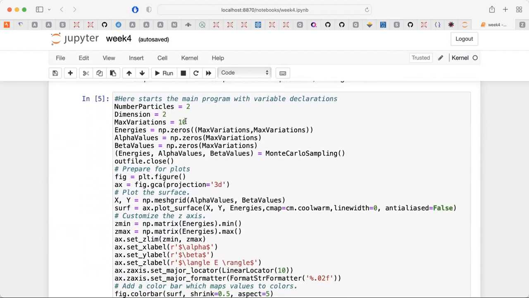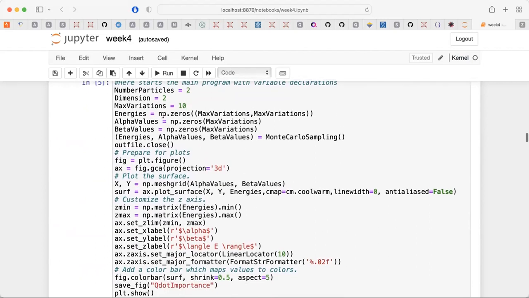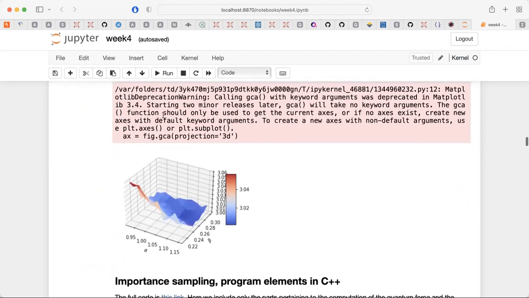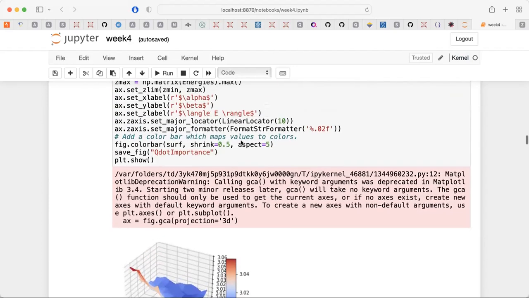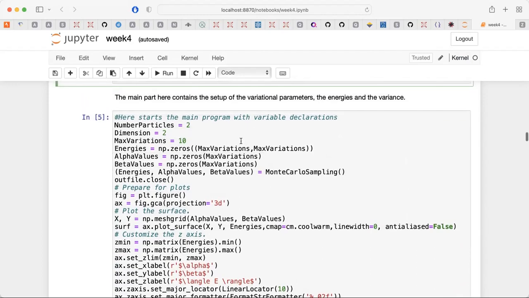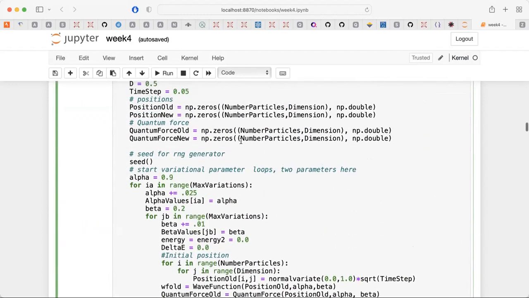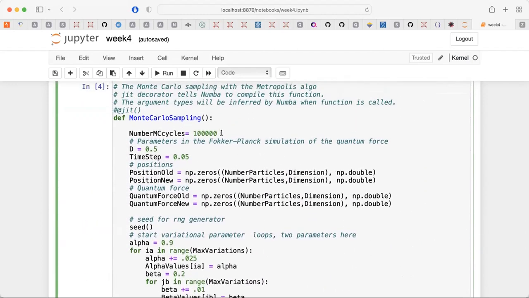I have 10 variables, 2 particles in 2 dimensions, and then the rest is just a plot here. And when I've done importance sampling, you will also find an acceptance ratio, which is close to 95% in general. And here the surface is a little bit rugged, because I didn't take so many Monte Carlo cycles. In this specific case, I run with 100,000.